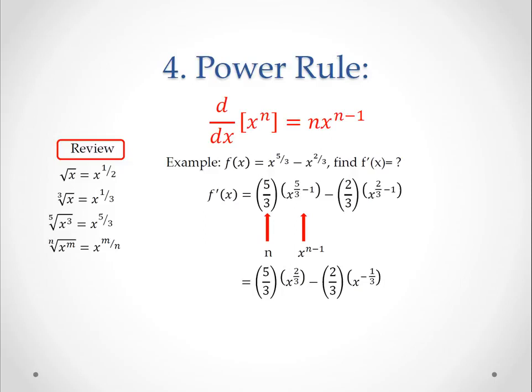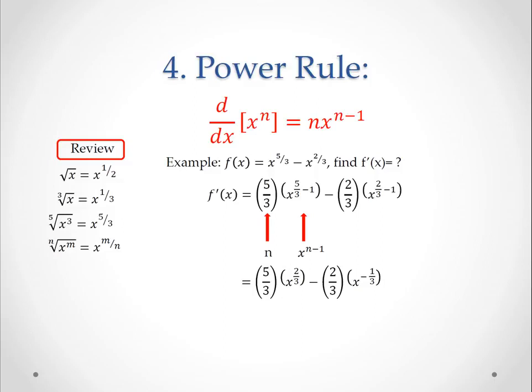So what is the power rule? The power rule means that the derivative of x to the n power is equal to n times x to the n minus 1 power. So how can we remember this formula? We can remember the first step: we move the power n to the front times x, and then we do the subtraction of the power. We get the result.